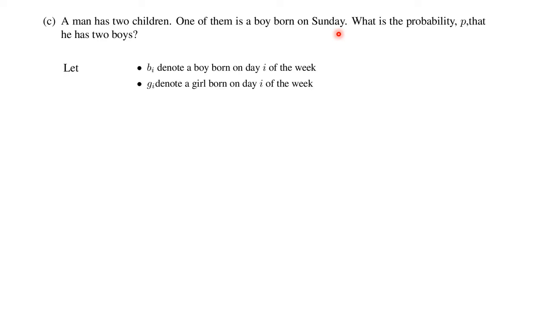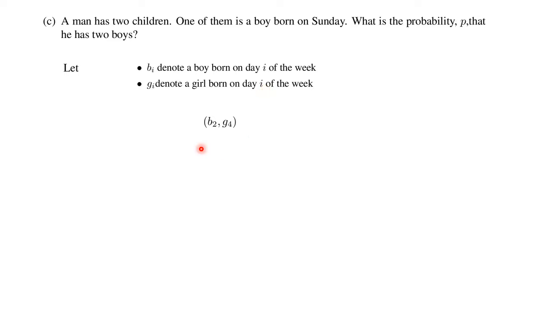Let's set up some notation to describe this. For integer i, let's have Bi to denote that a boy was born on day i. So B1, day 1, that's Sunday. B2, it's a boy born on day 2. And the same for the girl.